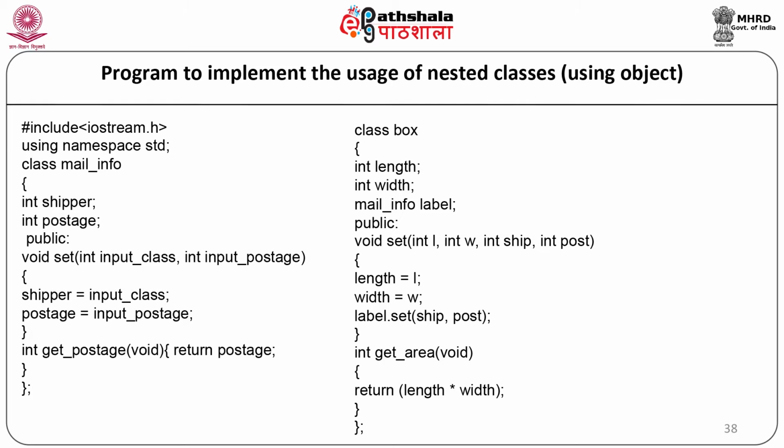Now here we will have one more member function, integer getArea, void. Here we are going to write a statement as return length * width. Our member function will end and our class will end. As you can see here, we have defined 2 classes, one class MailInfo, second class Box, and inside class Box we have included the object of class MailInfo.